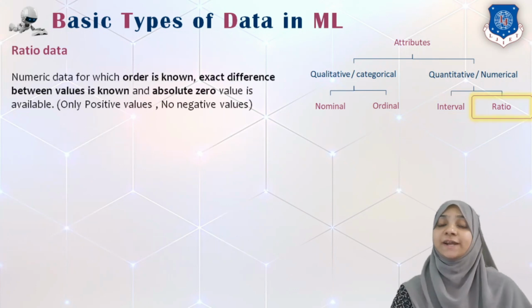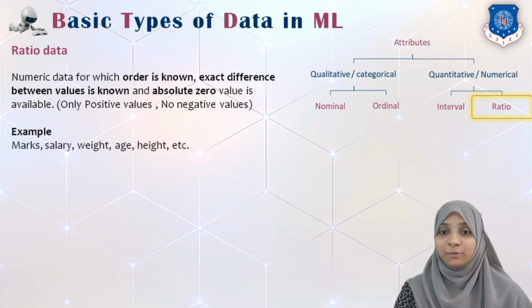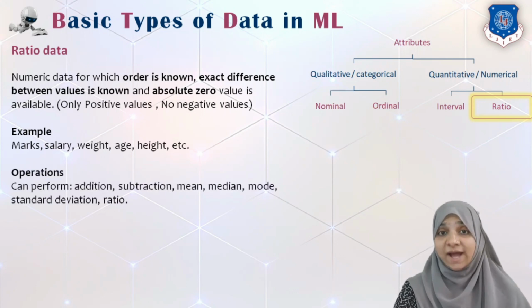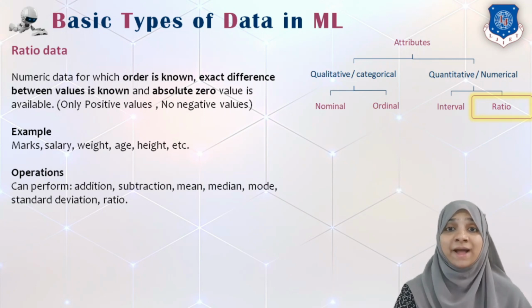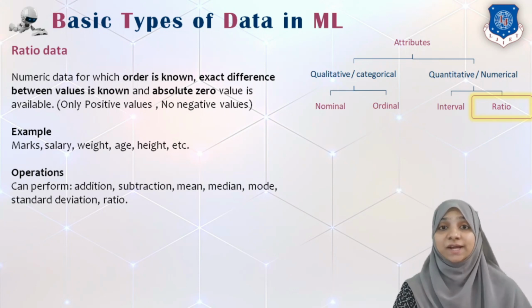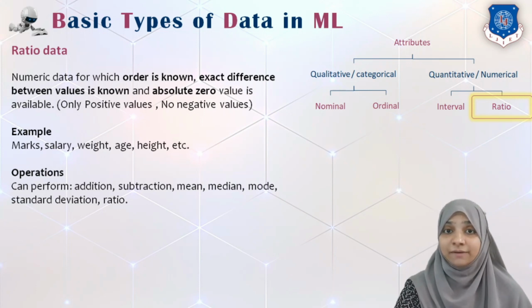Now, the second type of data is called ratio data. Ratio data is also a numeric type of data in which order is known, in which we can find an exact difference, and which does have an absolute zero value. Now, what do we mean by absolute zero or true zero value? We do not have any value which is lesser than zero. That means, take an example of the height of a person. Height of a person or any object cannot be negative.